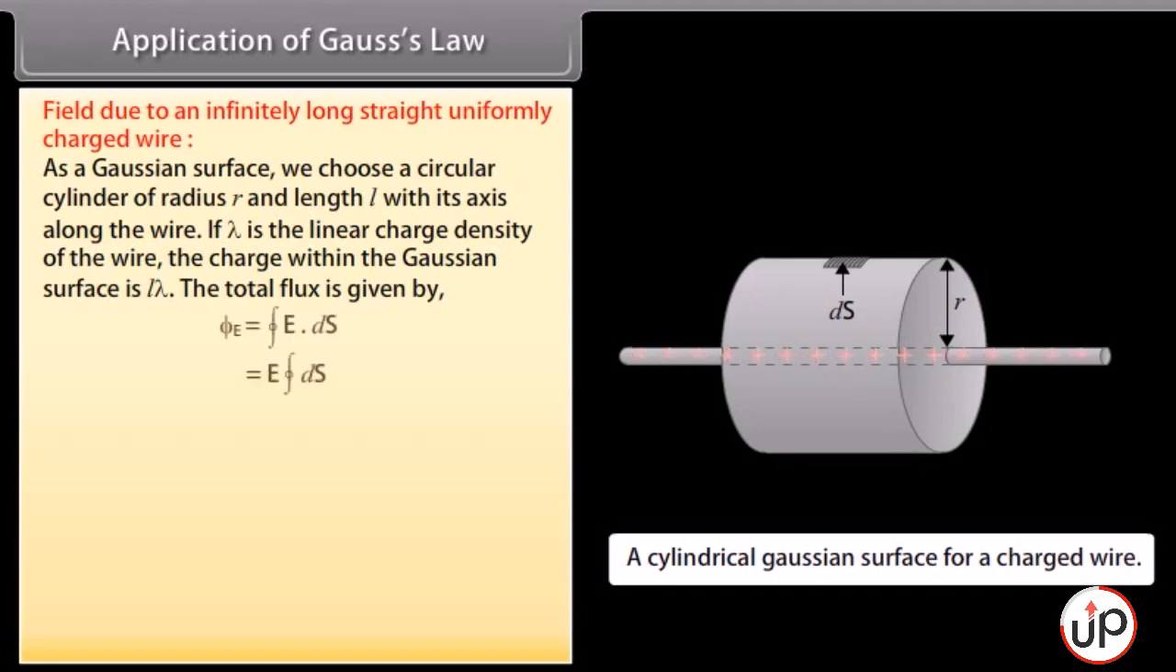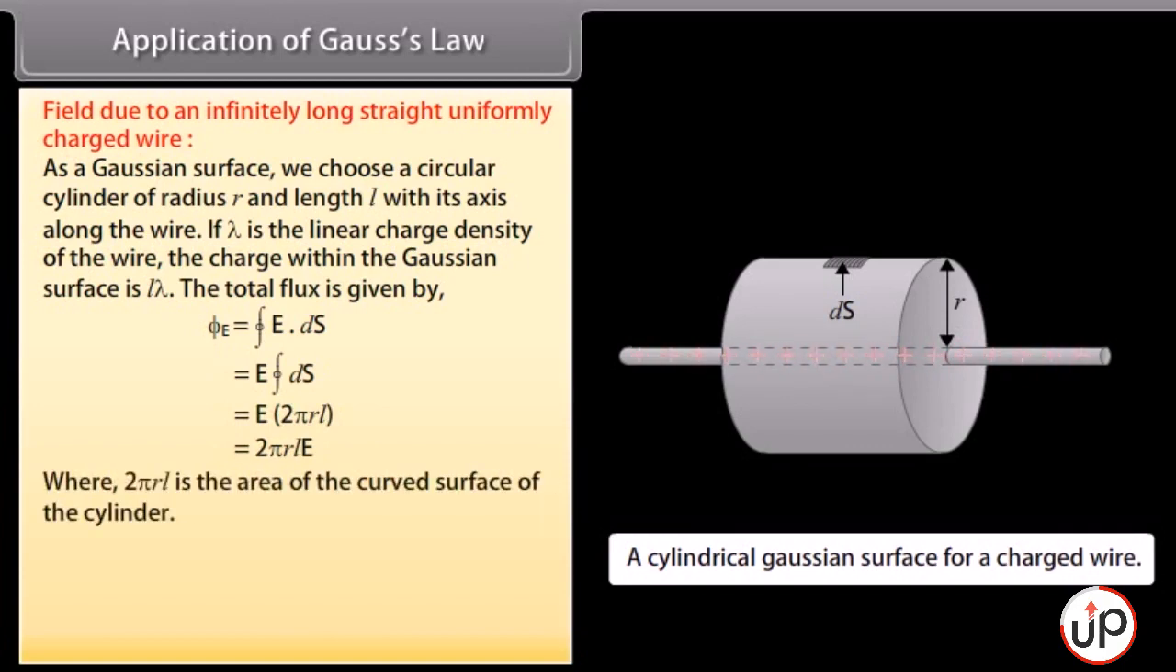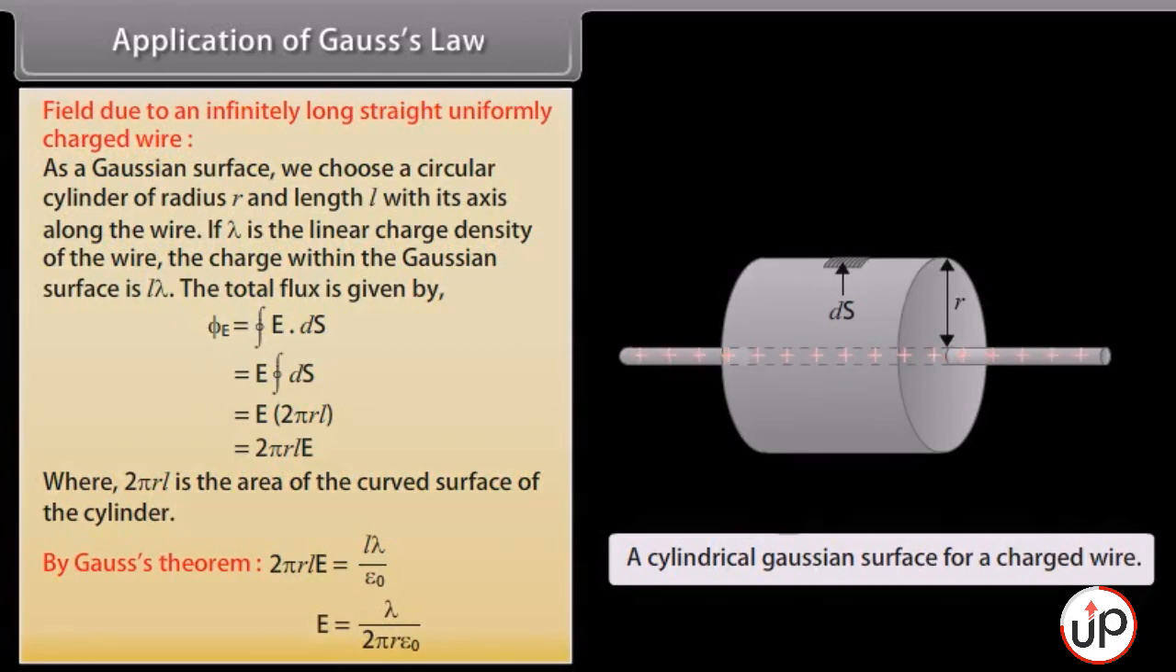We know that phi E is equal to the integration over a closed surface of E dot ds, which equals the product of E and 2 pi rL, where 2 pi rL is the area of the curved surface of the cylinder. According to Gauss's theorem, we get the electric field at any point at a radial distance r from the wire is equal to lambda divided by 2 pi r epsilon naught.